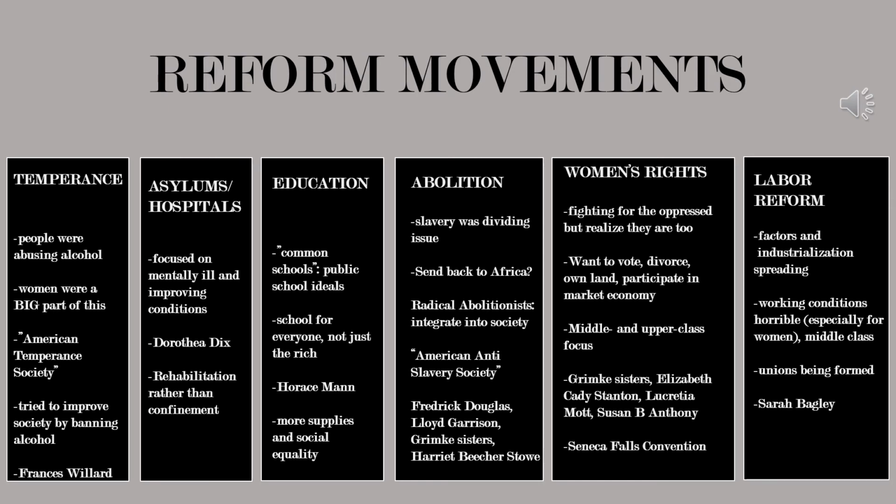So you're going to see the American Anti-Slavery Society pop up as a result of this. People are really going to get behind the idea that it is racist to send these people back to Africa and say they can't live here with us. They should be able to live amongst us. We need to get rid of slavery and allow them to be part of our society and to contribute to our society. Important figures in this movement are Frederick Douglass, Lloyd Garrison, the Grimke sisters, and Harriet Beecher Stowe, all people that we could look into more.